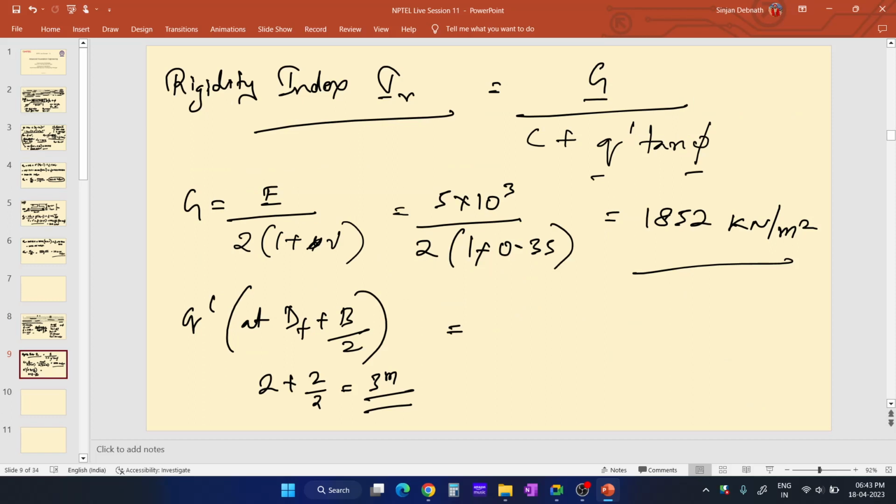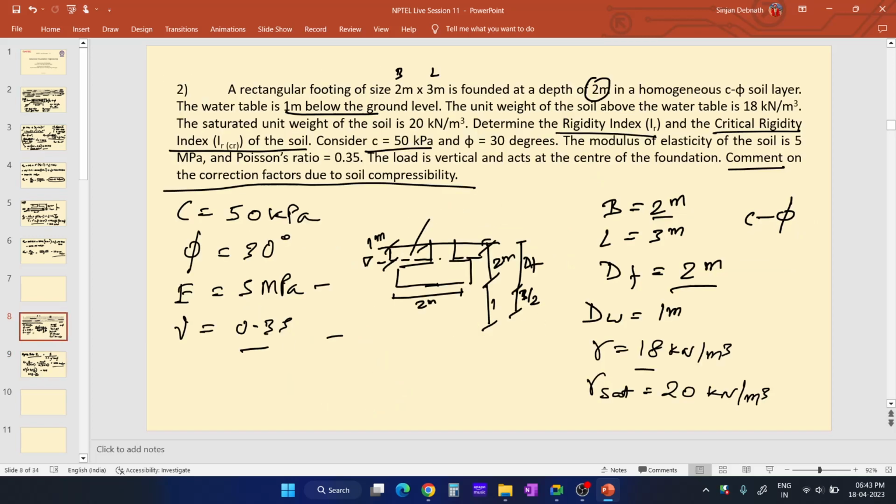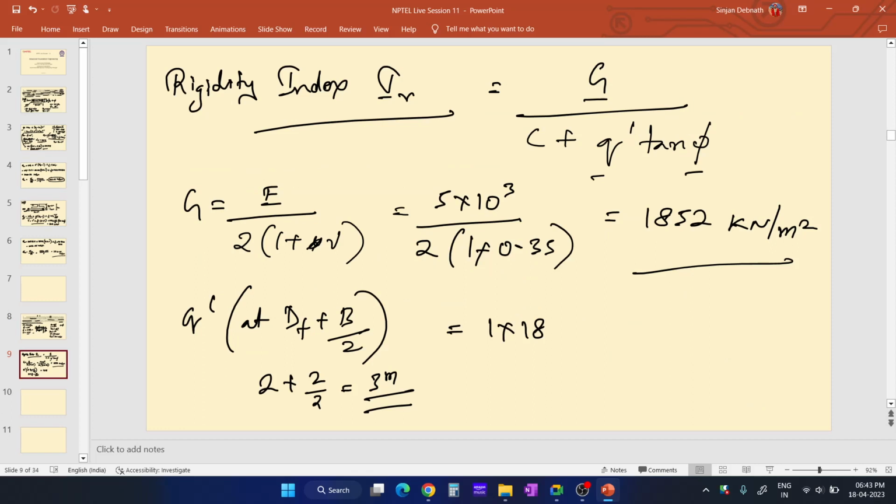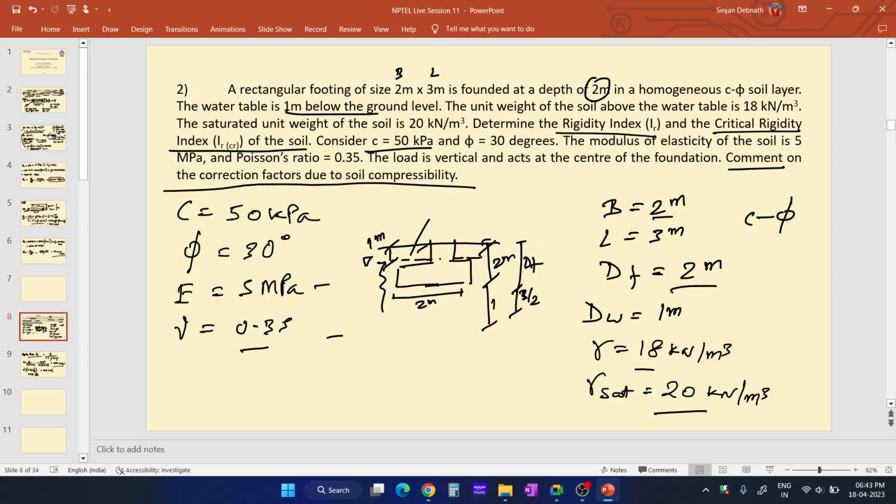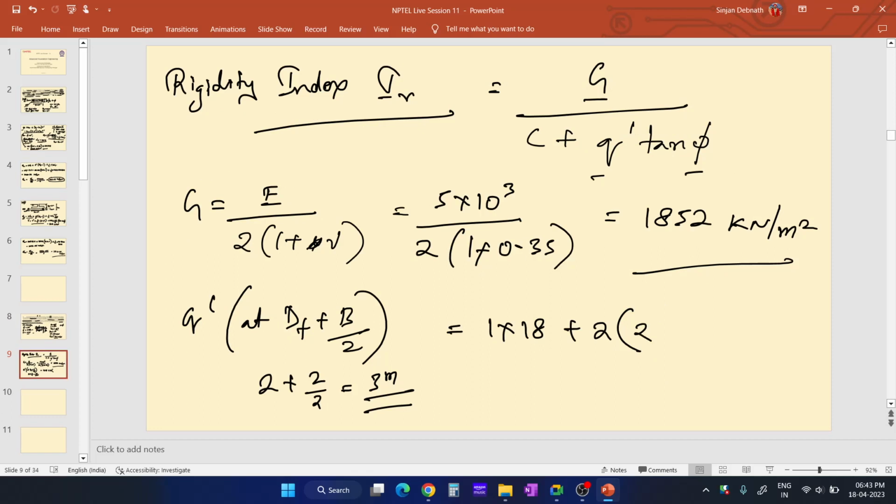At 3 meter depth from the ground surface, it is 1 into 18. That means this part above the groundwater table, we use 18. So 1 into 18 plus this portion, which is 2 meter, into the submerged unit weight. What is the submerged unit weight? Saturated is 20, so 20 minus 10 if gamma w is 10. Now if you calculate this, you will get the value of Q dash, which comes out to be around 38 kilonewton per meter square.